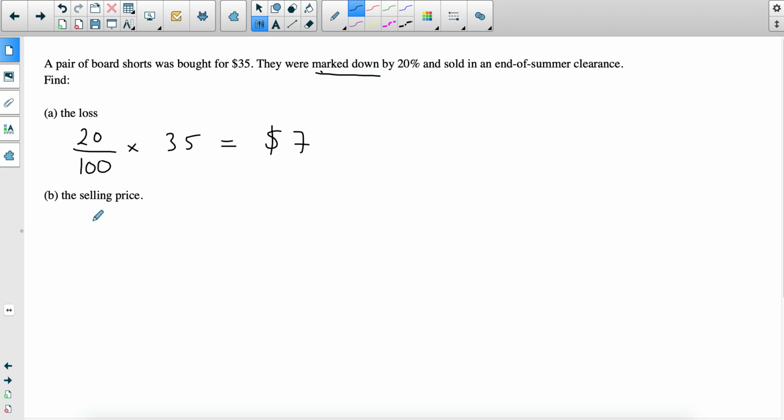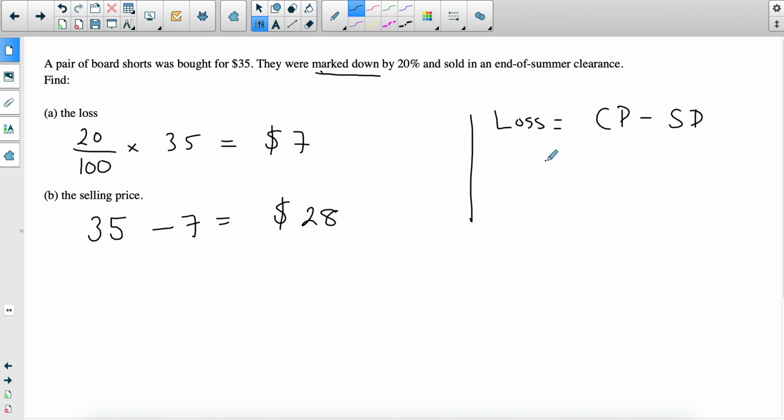And so the selling price now is your 35. Well, you reduced it by 7, so it's going to be $28. And you can check your answer again by using the formula. Loss will be the cost price minus the selling price, and the cost price was 35 and the selling price was 28, and the difference between them is 7, so that's the loss that you are making.